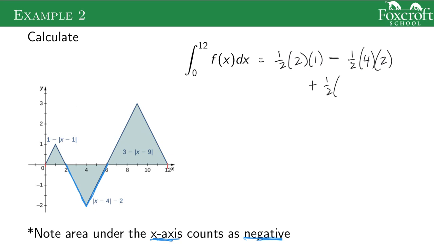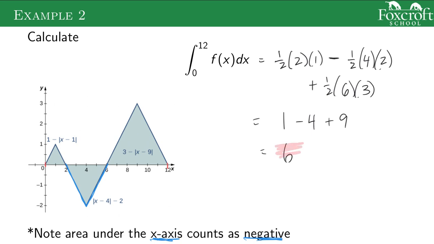triangle, 1/2. The base is 6. And the height is 3. All right, so pretty much the same calculation we had on the last slide. It's going to be 1, this is going to be minus 4, plus 9. And now our answer is going to be, let's see, negative 3 plus 9 is 6. All right, so this is my final area.